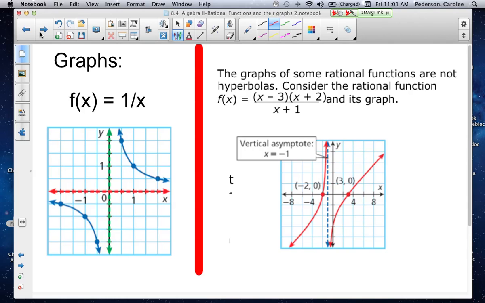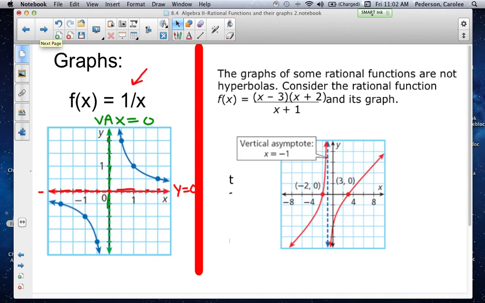I have 2 pictures of some rational functions. Again, we are not graphing these until we get into pre-calculus. So here's a function, f of x equals 1 over x. And to graph this function, it has 2 pieces. It has a vertical asymptote, that's the vertical line in the green here. It's at x equals 0. And then there's a horizontal asymptote right over here at y equals 0. So they help draw curves in our function.